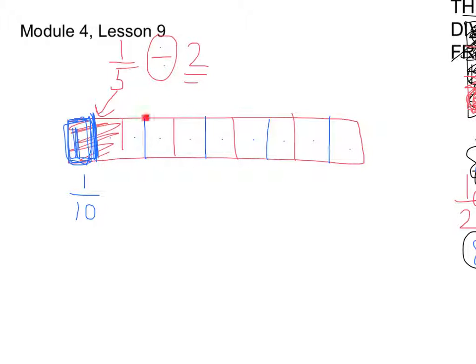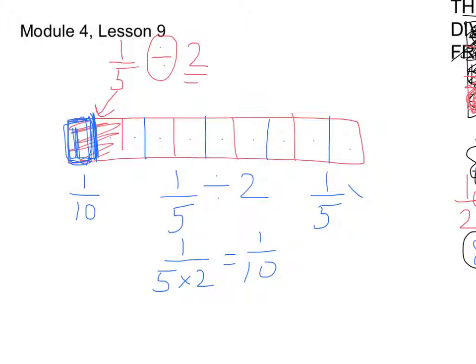So that's how it works visually. I'm showing you how it works, but I don't expect you to draw a diagram every time. I just want you to take 1/5 and know that dividing by 2 is the same thing as multiplying by 2 in the denominator, or multiplying by the inverse of 2, which means you put 2 down here and 1 up here. Same thing, I get 1/10 every time.